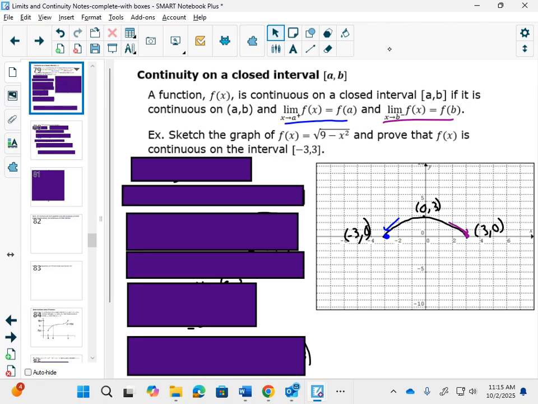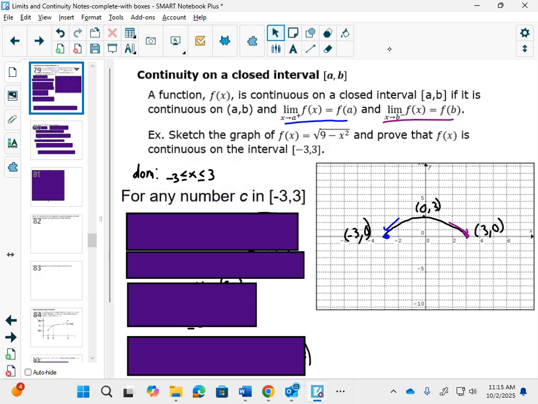So, we're going to sketch this graph. It's already been sketched there for us. Square root of 9 minus x squared, and prove that it's continuous. So first of all, we have a domain that goes from -3 to 3, for any number in that domain.